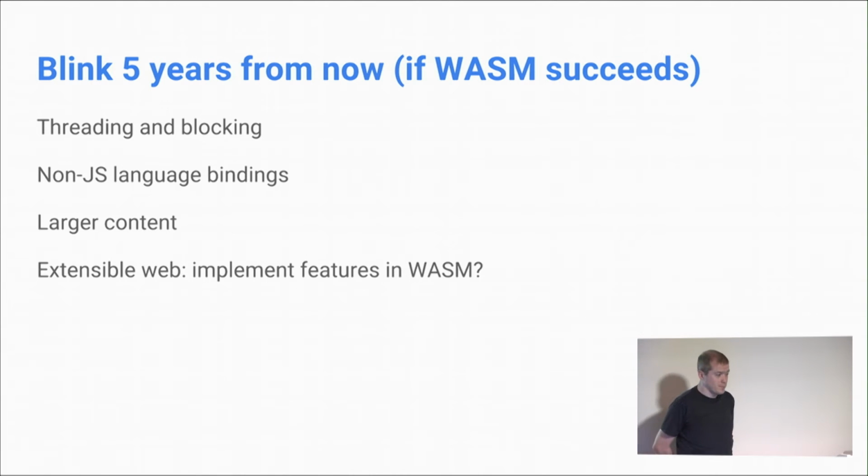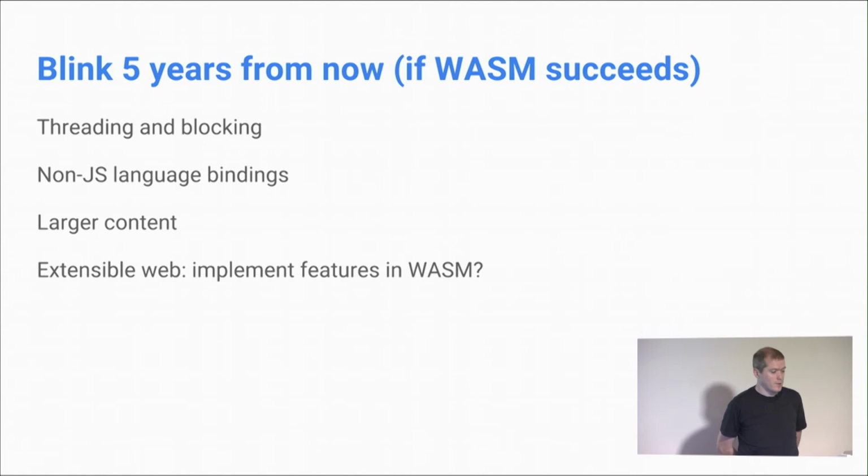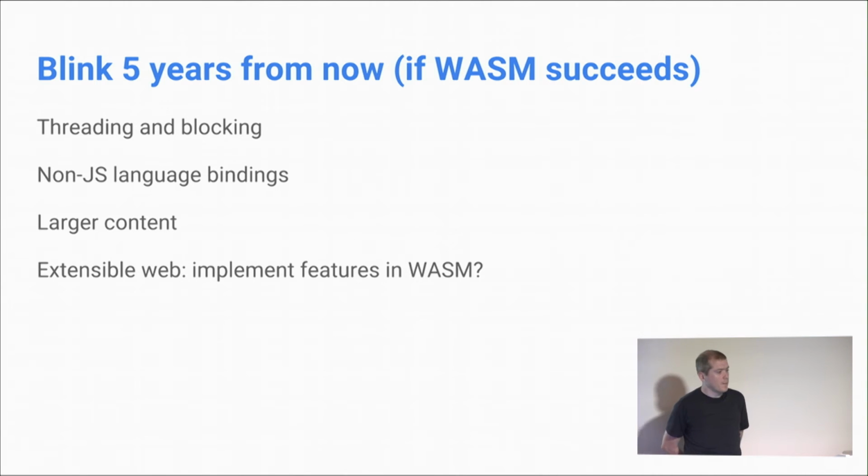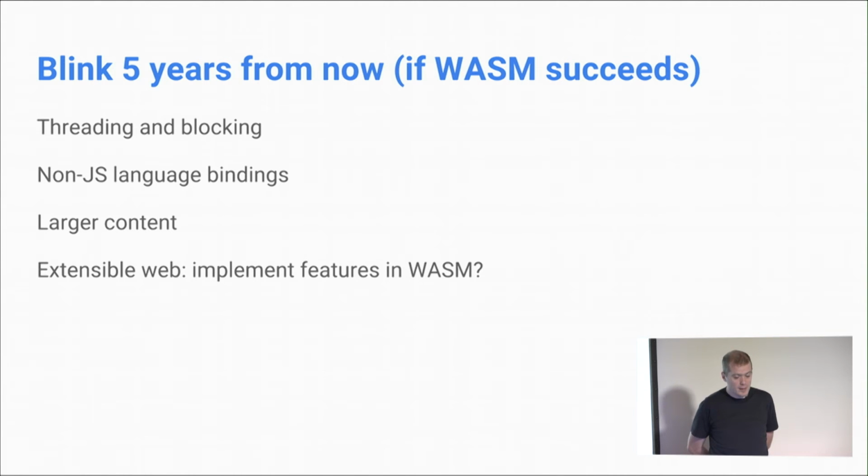So five years from now, if WASM succeeds the way we hope it does, there's going to be threading and blocking issues, asynchronous versus synchronous barriers. Like binding generation. Right now we're generating bindings for JavaScript. We probably want to generate bindings for WebAssembly. There's going to be larger content, native executables, things along those lines. And potentially, this will push us farther into the extensible web, where components of the browser can be shifted towards content. And that would be a huge one.